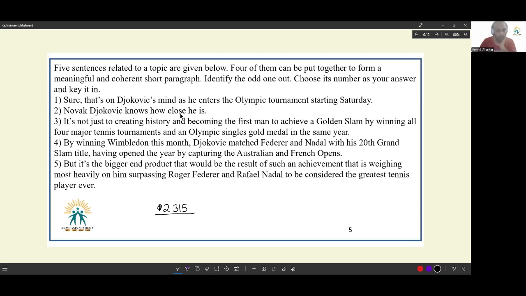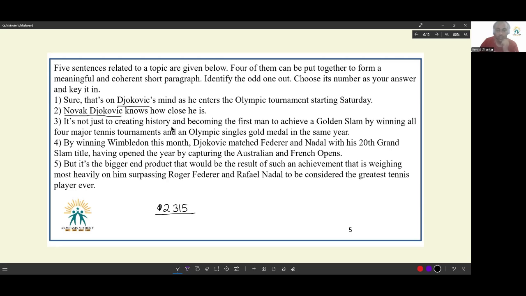Read it in this order. Novak knows how close he is. And in fact, this has to be in the beginning. This is the full name. After this, his surname has been used. 2, 3, 1, 5. It's Novak Djokovic knows how close he is.